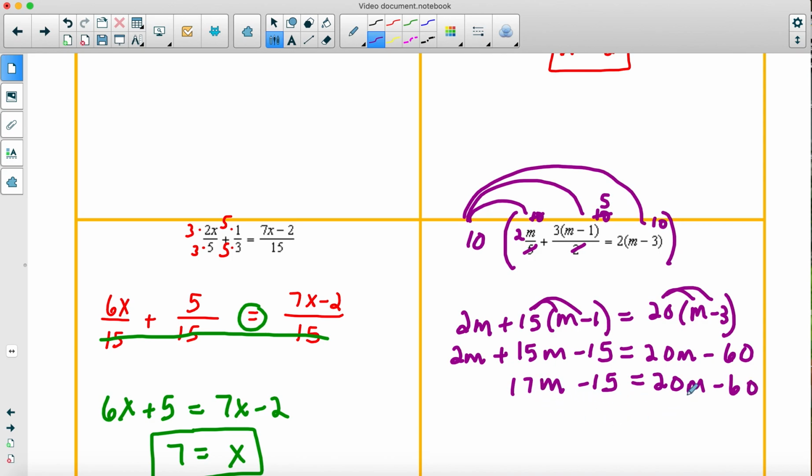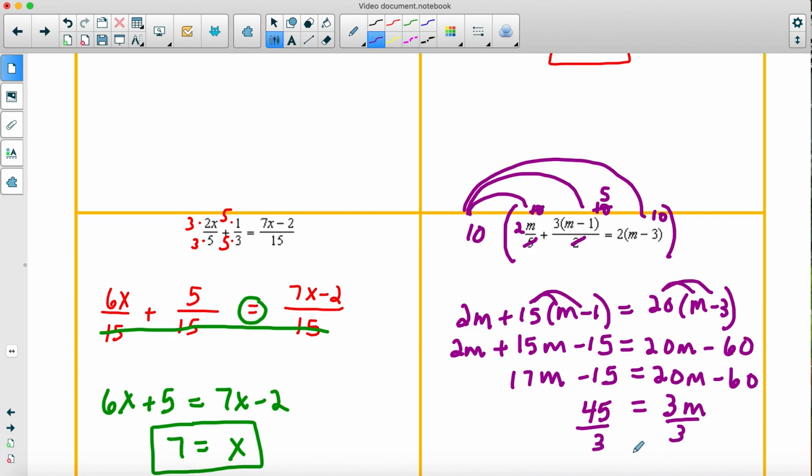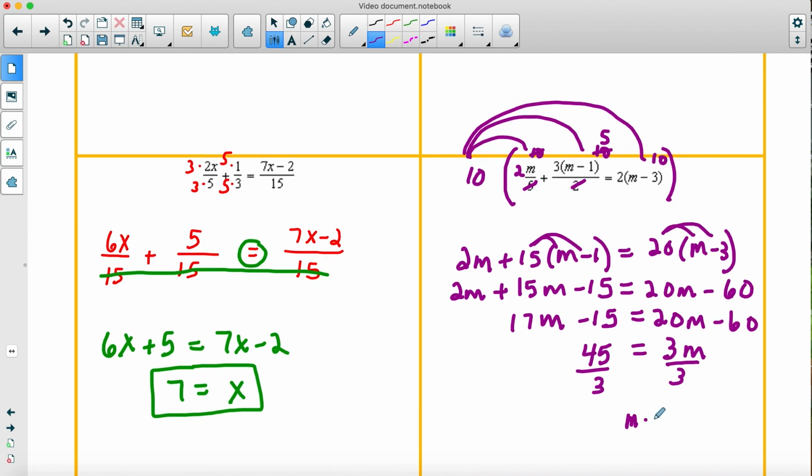And then I would subtract 17 to get 3m. I would add 60 to get positive 45. Watch the signs, and then divide by 3. And m would equal 15.